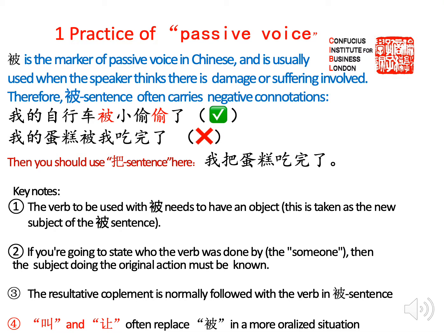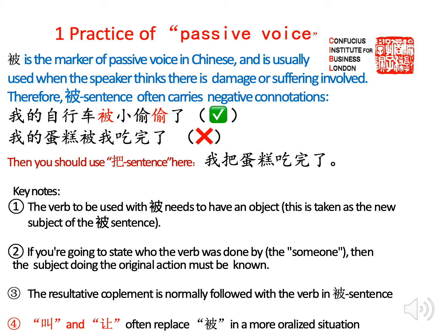Hello，大家好。我们看一下第6课和第7课的 key grammar points。第一个，the passive voice. 被 is the marker of passive voice in Chinese, and it is usually used when the speaker thinks there is a damage or suffering involved. So, 被 sentence, or we say passive voice, often carries a negative connotation.